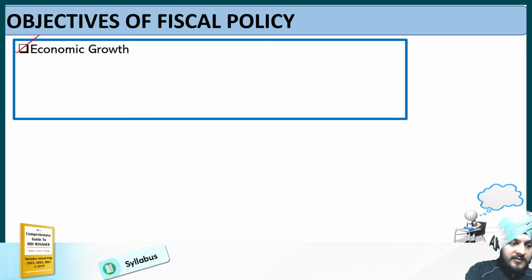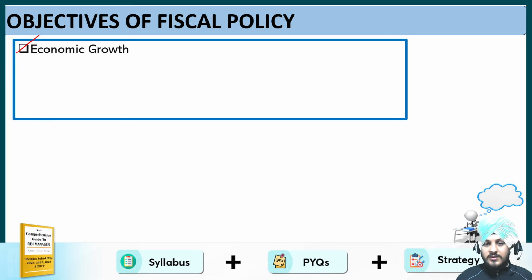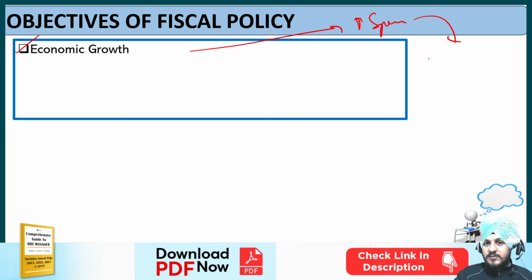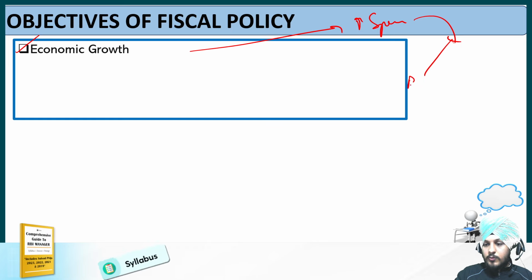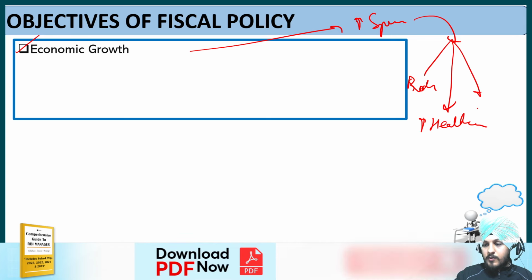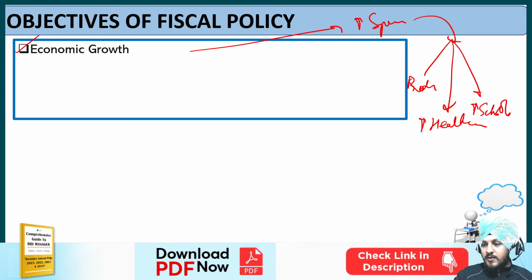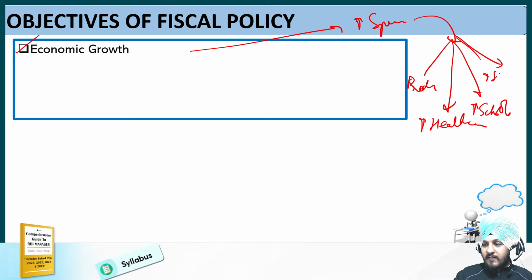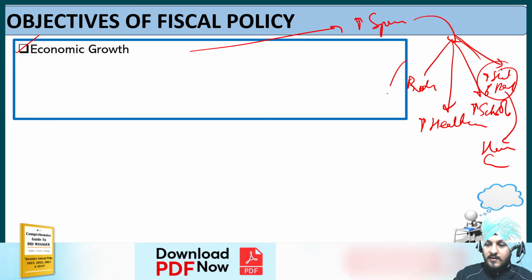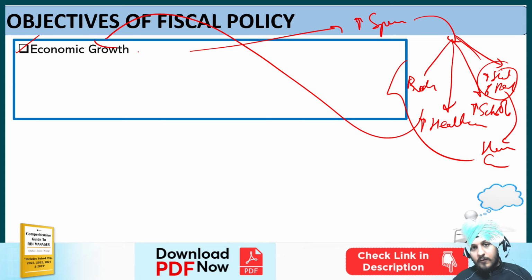The first objective is economic growth. Now, how does economic growth happen as a result of fiscal policy? We have already seen that if the government increases spending and buys services from the market, such as building roads or improving healthcare facilities or building more schools, or investing in the skill development of the people, that is, in human capital, what will all these actions lead to? It will naturally increase the economic growth of the nation.